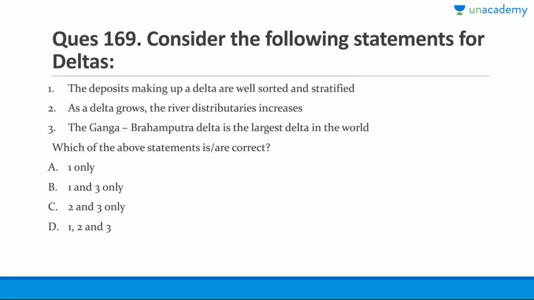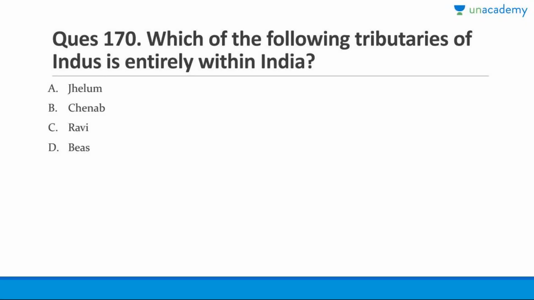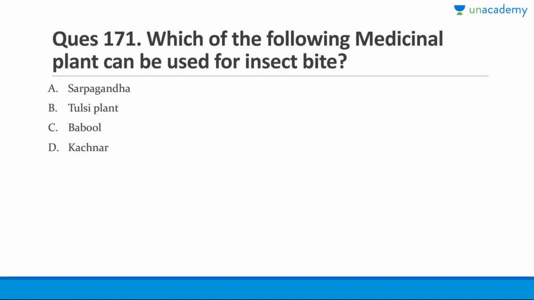Question 169. Consider the following statements for deltas. The deposits making up a delta are well sorted and stratified. As a delta grows, the river distributaries increase. Ganga Brahmaputra delta is the largest in the world. All the statements are correct regarding deltas. Answer is D. Question 170. Which of the following tributaries of Indus is entirely within India? Only Beas among them is entirely within India. Answer is D. Beas.